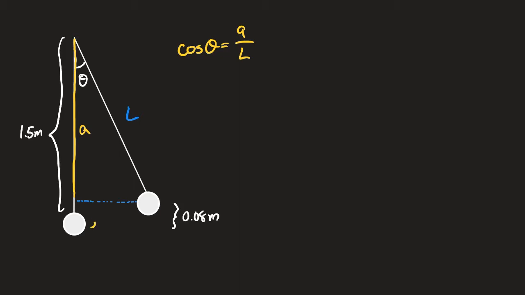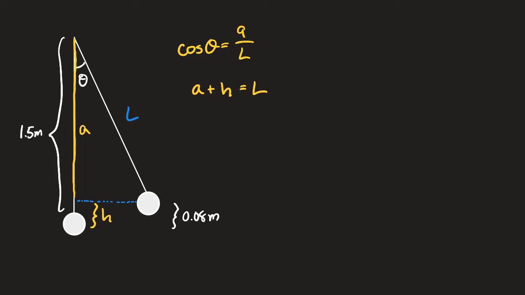Well, this distance is the height. The object is lifted due to being pulled upwards at that angle theta. In the problem, it's 0.08. But here, A plus H has to equal the length of the string.